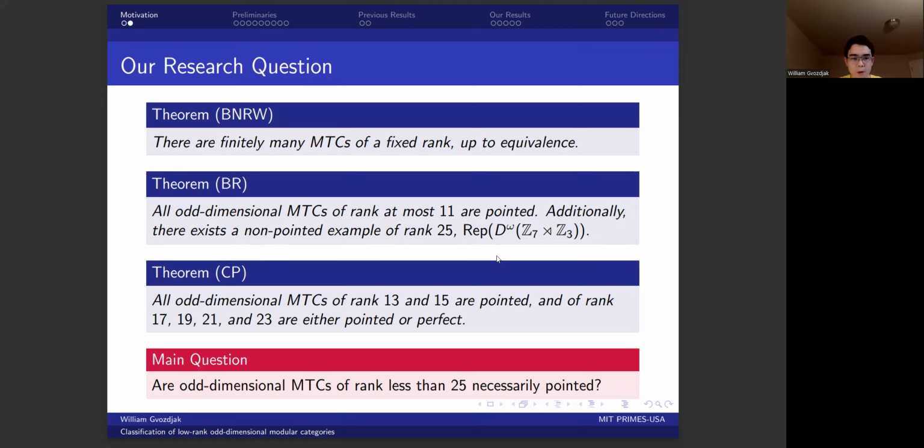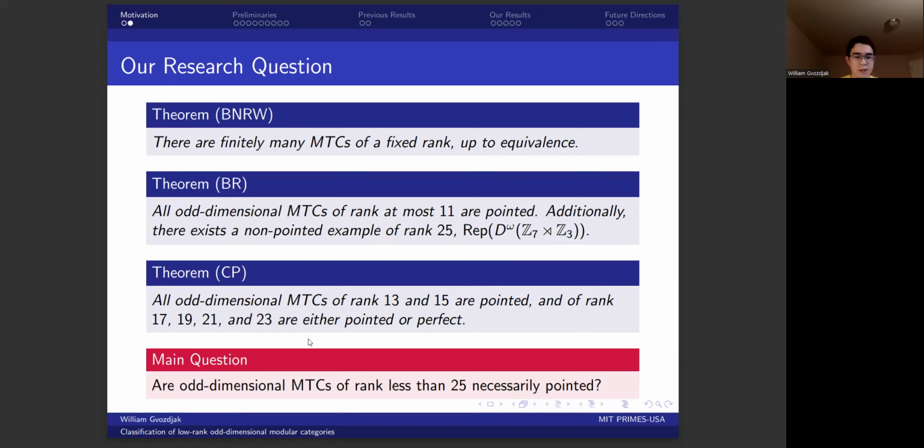They also showed that odd dimensional modular categories of rank between 17 and 23 must be either pointed or perfect. And we'll see this later in the preliminaries, but perfect is essentially a category that's on the complete opposite end of the spectrum from pointed, and perfect categories are not fully classified. So according to this theorem, if we do somehow show that odd dimensional modular categories cannot be perfect, or we do fully classify odd dimensional modular categories that are perfect, this would extend classification of odd dimensional modular categories up until 23.